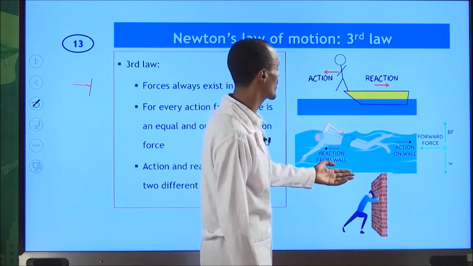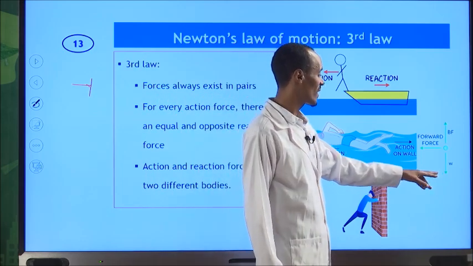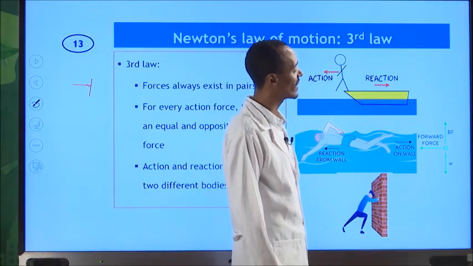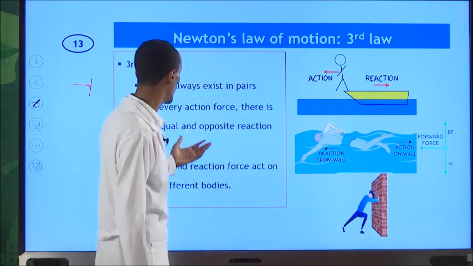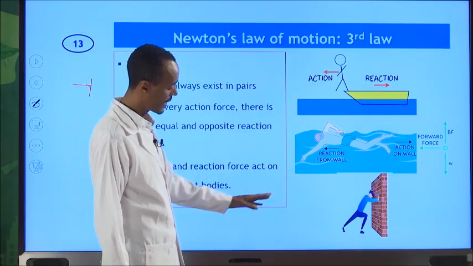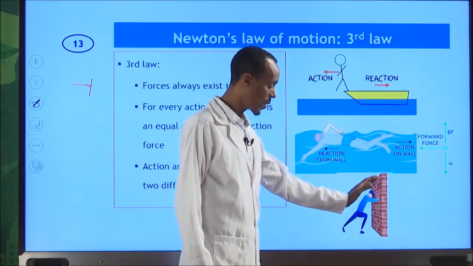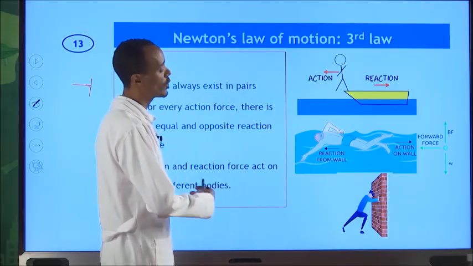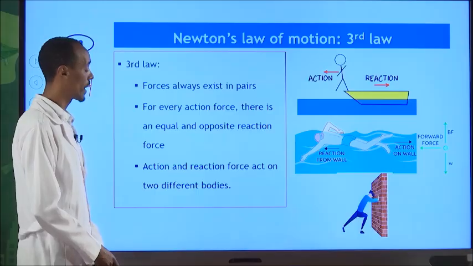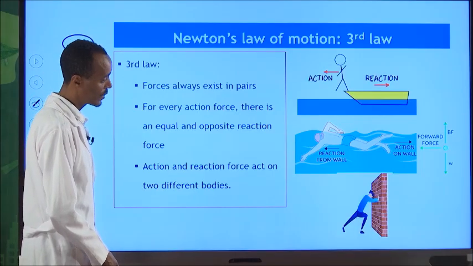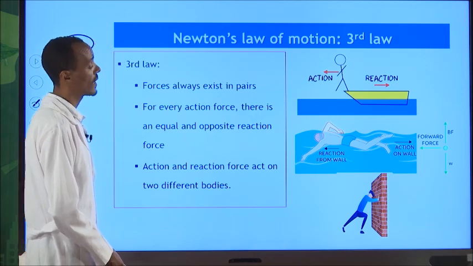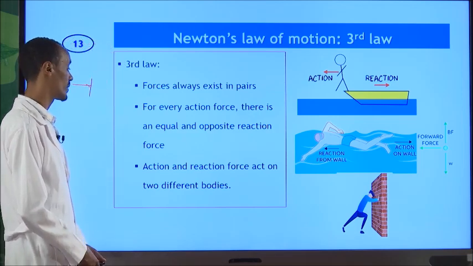If you also consider the weight, there is the weight and there is the buoyant force acting upward. So for every action force there is an equal and opposite reaction force. The man is pushing the wall and the wall is pushing the man backward. This is the elementary concept that we all remember, but the application is very important.